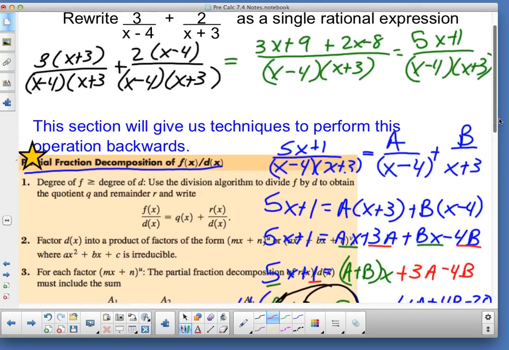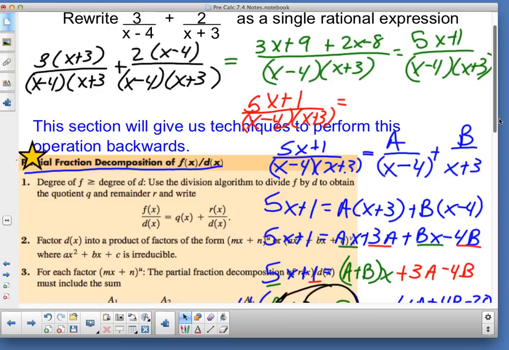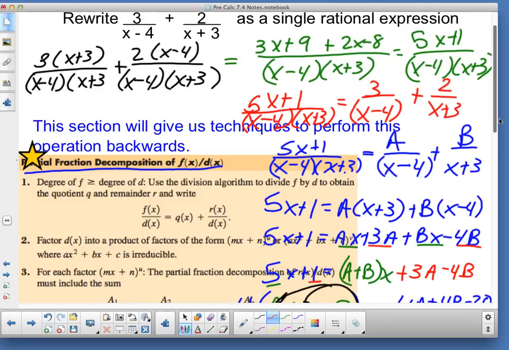well, gosh, I now know by my partial fractions results that the rational expression, 5x plus 1 divided by the quantity x minus 4 times x plus 3, is actually made up of, and remember, a was 3, 3 over x minus 4, plus b is 2, 2 over x plus 3. And that is our solution to this. So basically, that's what we're going to be doing in a nutshell.